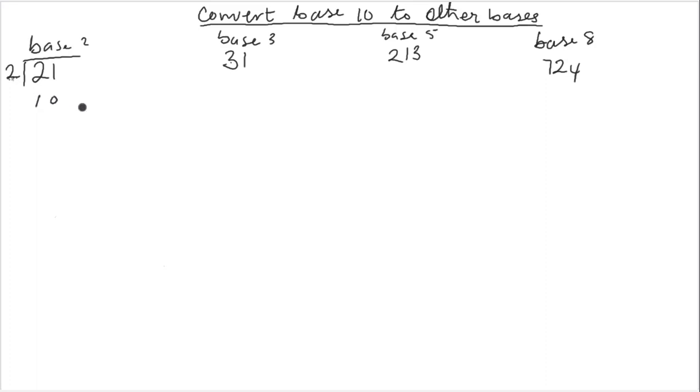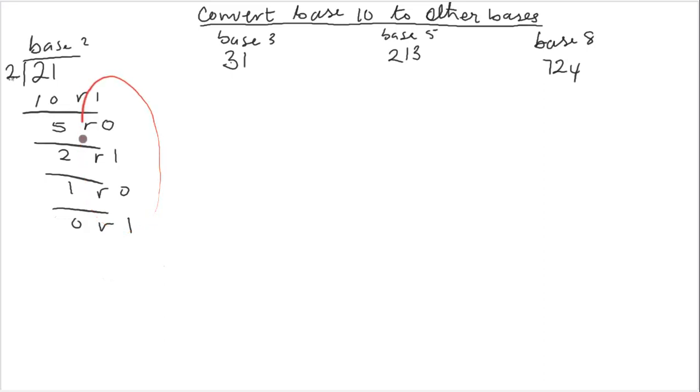21 divided by 2 is 10, remainder 1. Then 2 into 10 is 5, remainder 0. 2 into 5 is 2, remainder 1. Then 2 into 2 is 1, remainder 0. 2 into 1 is 0, remainder 1. The remainders here are the base 2 number for 21. We write it from the last remainder to the first remainder that we got, so we write it from bottom up. So 21 base 10 is equal to 10101 base 2.